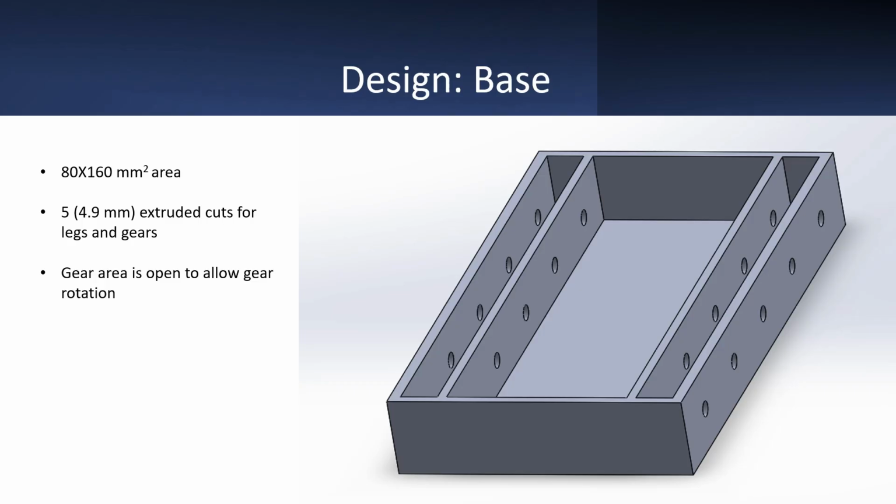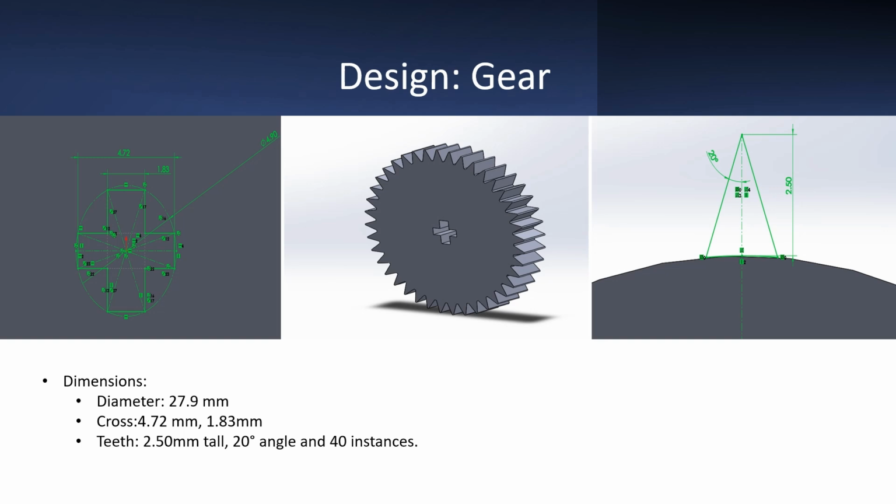To design and create such a robot, we first designed a base which would hold the motor, the gears, and the legs. You can see the size of the base with 5 extruded cuts. Next, let's discuss the design of our gear. The gears, like the base, are designed in SolidWorks. You can see the dimensions listed below.